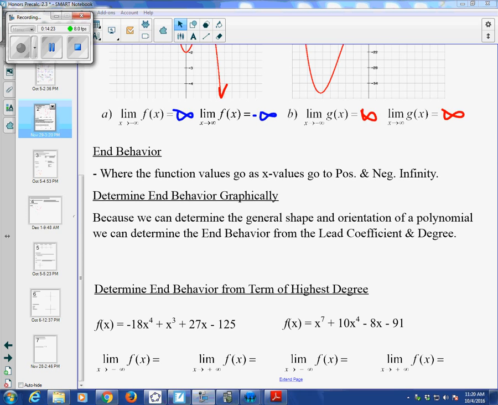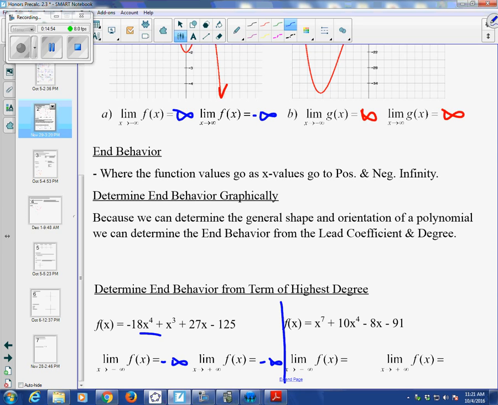All right, so looking at our first function, we've got f of x equals negative 18x to the fourth plus x cubed plus 27x minus 125. Our degree is even, that highest power of 4, and we've got a negative lead coefficient. So we're seeing the end behavior of positive infinity and positive infinity flipped. And now as x goes out to negative infinity, our function is going down to negative infinity. And as x goes out to positive infinity, our function is going down to negative infinity as well.